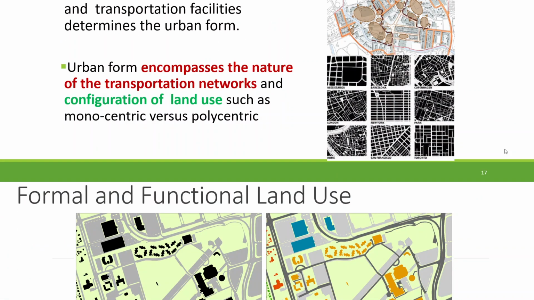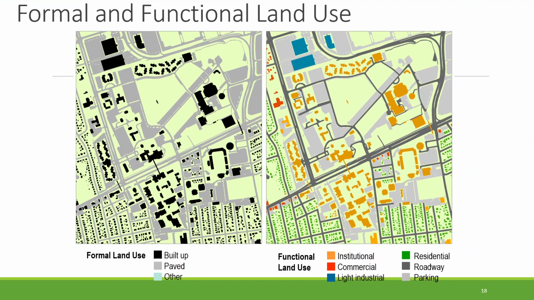So, what kind of different types of land use or built-up area, or you can say different types of land uses or land cover, are available in the built environment? They are mainly classified into two types: the formal land use and the functional land use.